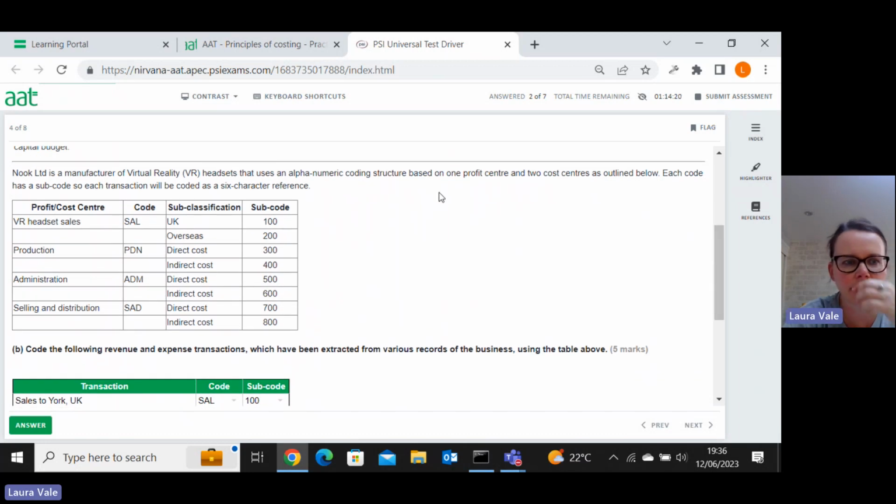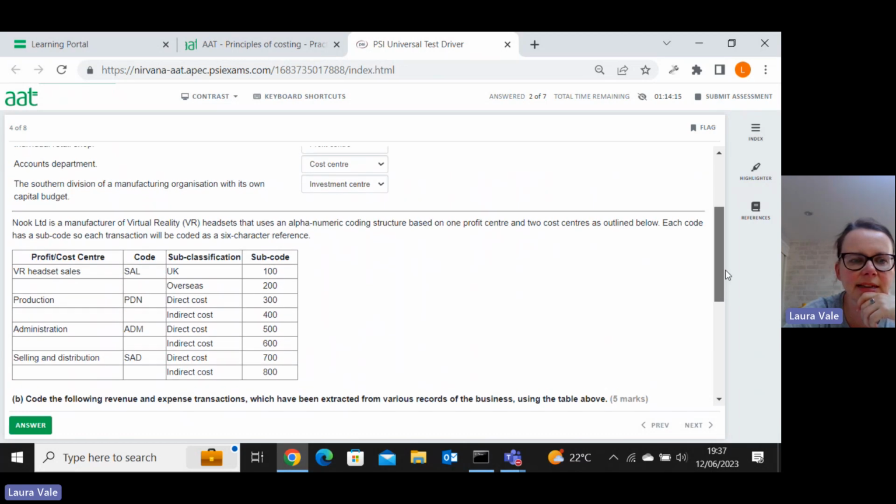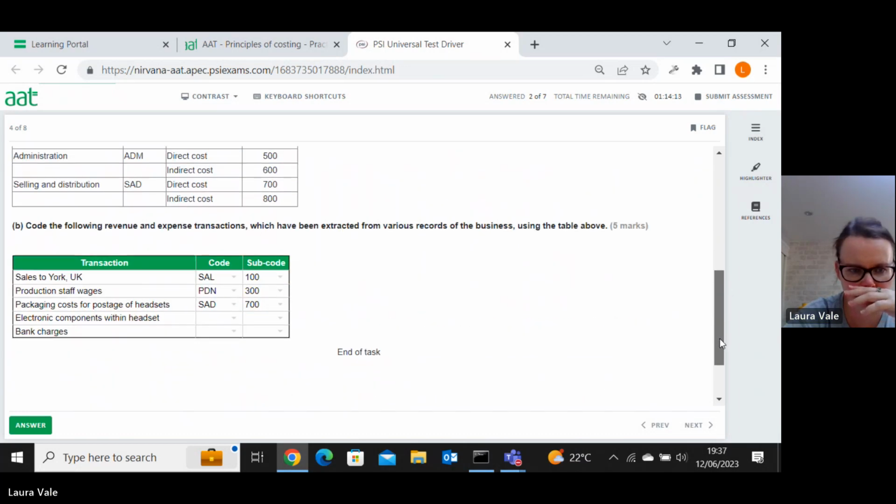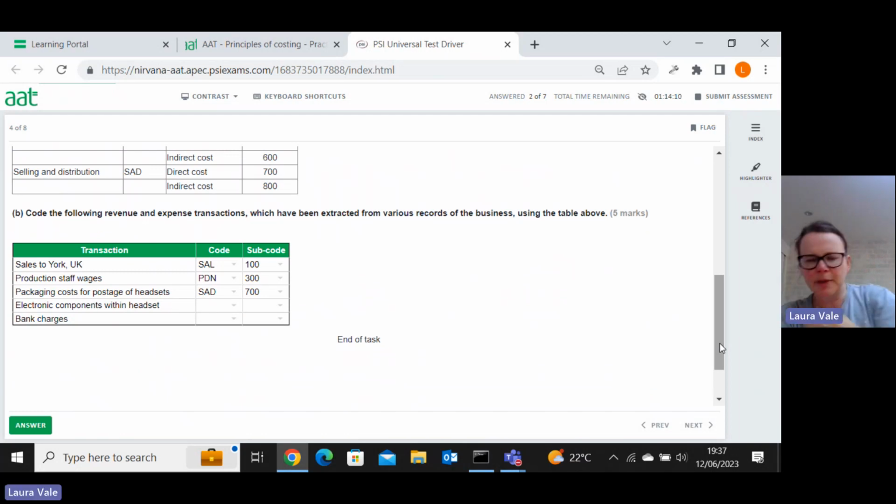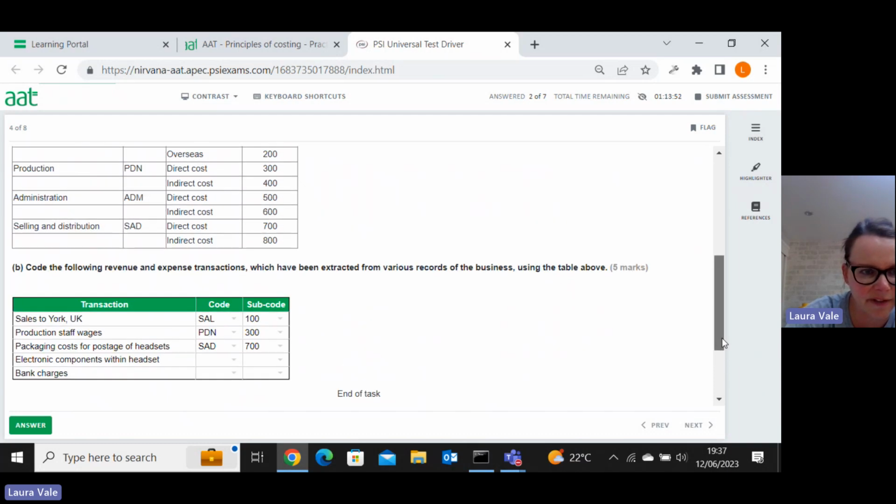Is there any other clues here? Manufacturer of VR headsets. I'm a bit baffled by that, to be honest, but okay, I'll give it some thought and come back to it. Electronic components within the headset. Right, so that's definitely going to be production, PDN, and it's going to be direct.